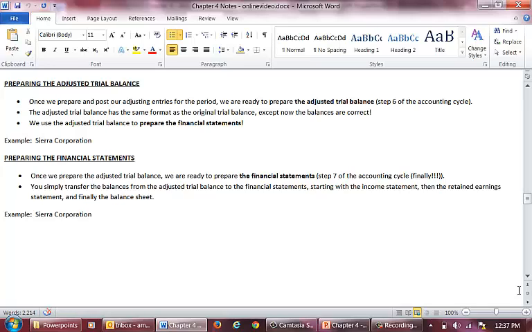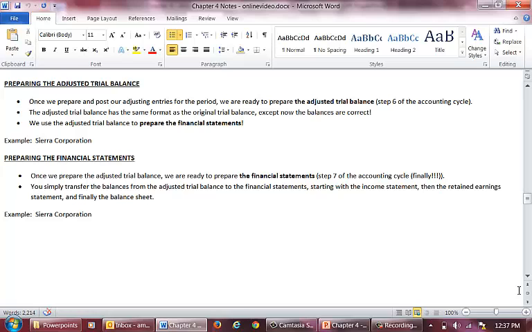Now let's talk about the next step of the accounting cycle, which is preparing financial statements. We are finally ready to prepare financial statements. We simply use the numbers from the adjusted trial balance to create the financial statements, starting with the income statement, then the retained earnings statement, and then the balance sheet.